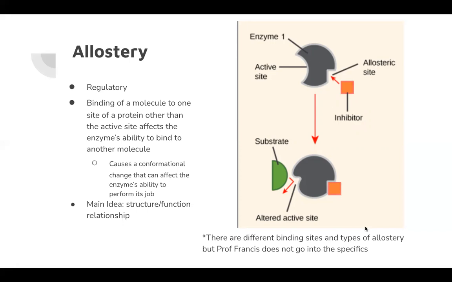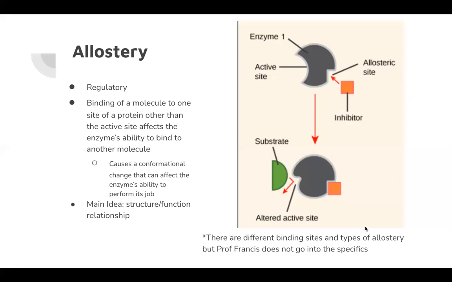So again, it's regulatory, and what it does is allow a molecule to bind to a site of a protein other than the actual active site. That causes the enzyme to change shape, a conformational change, that will then affect the enzyme's ability to perform its job. As you can see in the picture on the side, the allosteric site would be that second binding site where the inhibitor, in this case, but any other ligand can bind, and that changes the shape of the enzyme, which then causes the function to change.